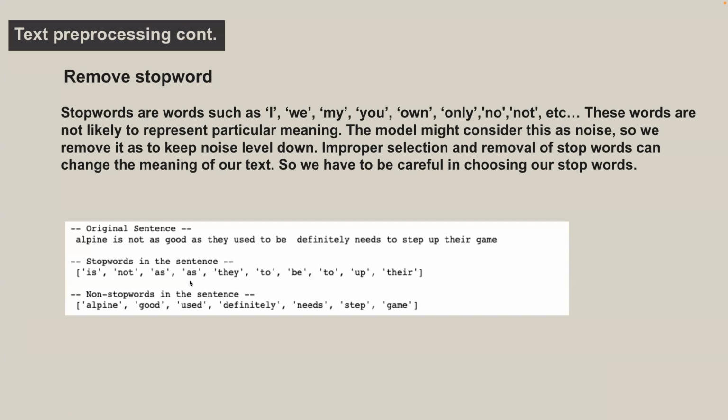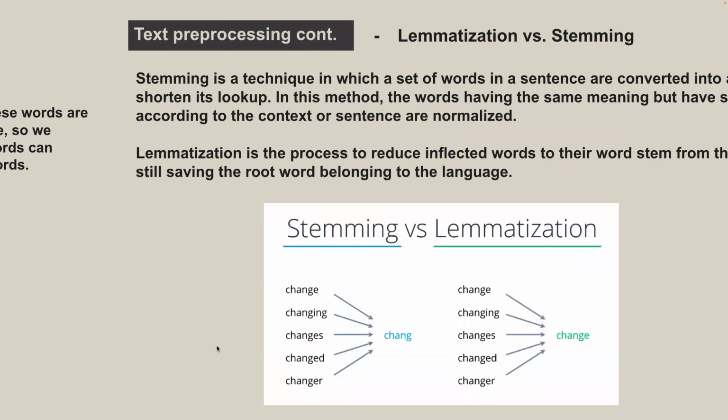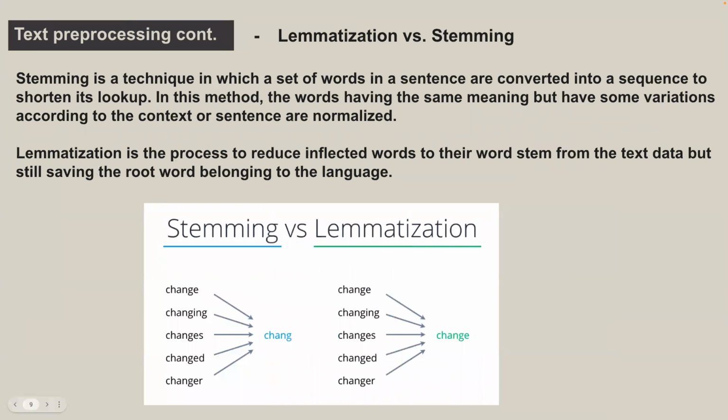So my way to resolve this issue is I create a list to make sure that when I remove stop words, I don't remove any words I have listed. Moving to the next is lemmatization and stemming. So stemming is a technique in which a set of words in a sentence are converted into a sequence to shorten how it looks.